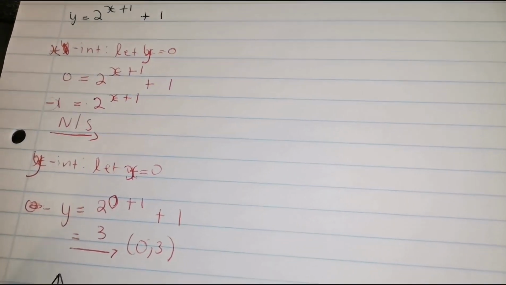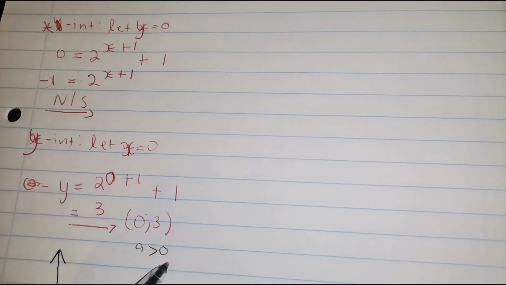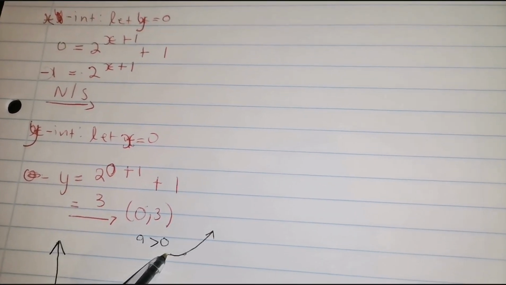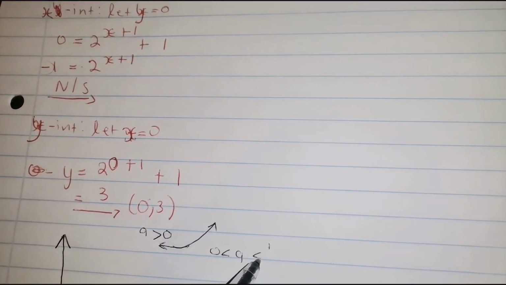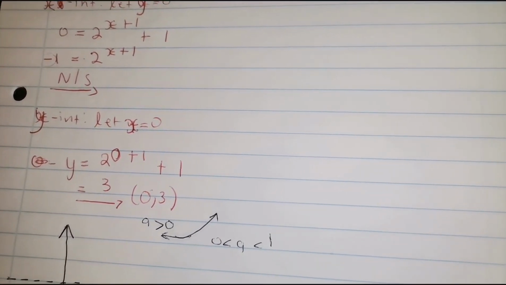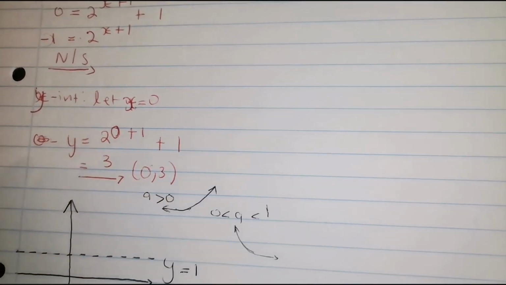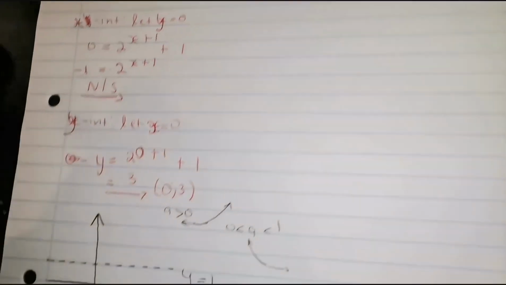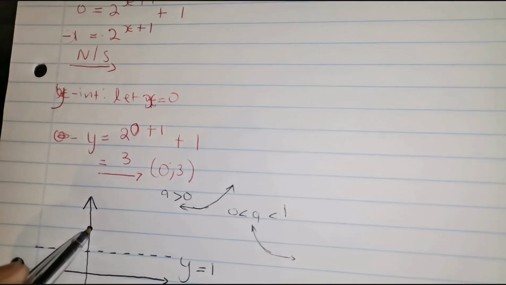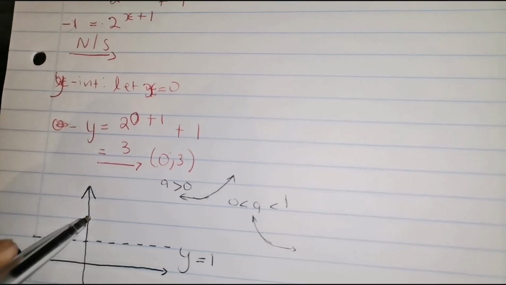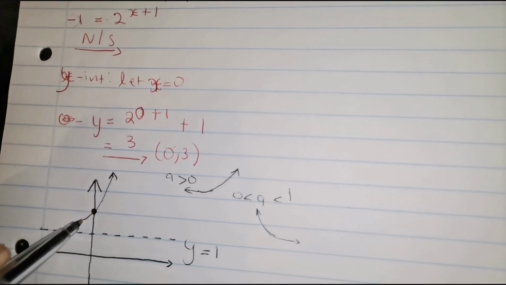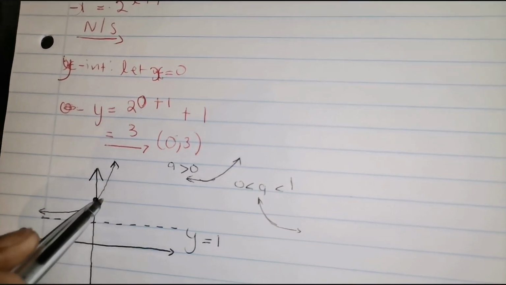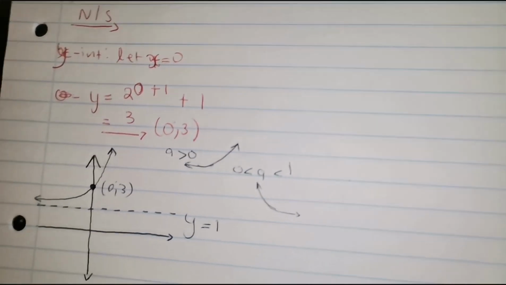Remember, guys, we said that if the value of a is bigger than 0, our graph will look like this here. If the value of a is bigger than 0 and smaller than 1, our graph will look like this. So now the value of a is bigger than 0, and we have a point, remember, 0 and 3 here. That means our graph will look like this. You got 0 and 3 here. Then you are done, guys, with this graph.